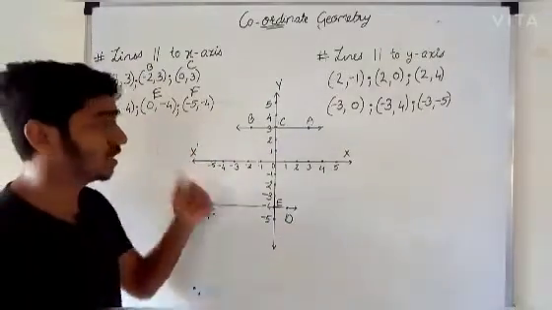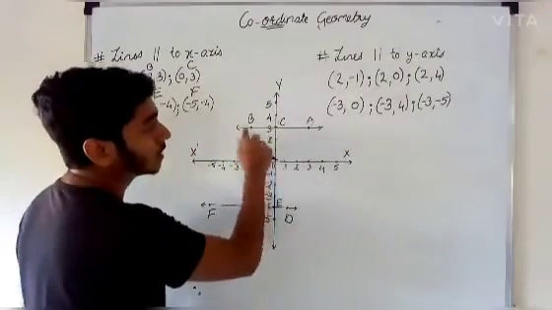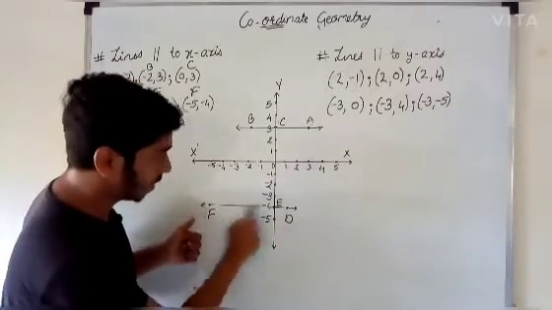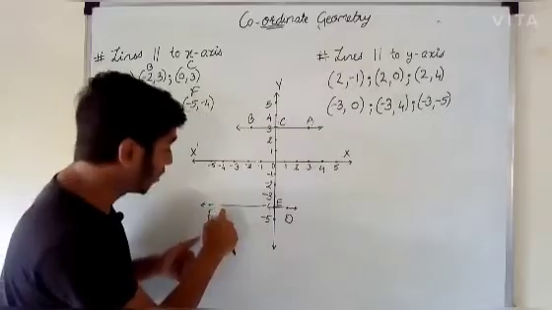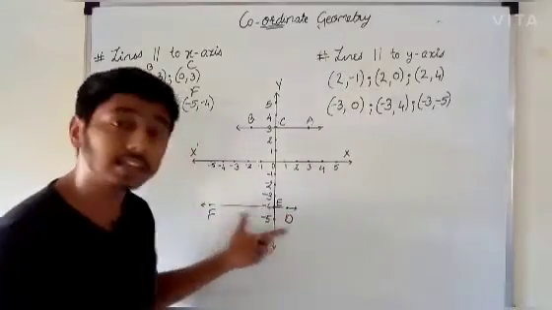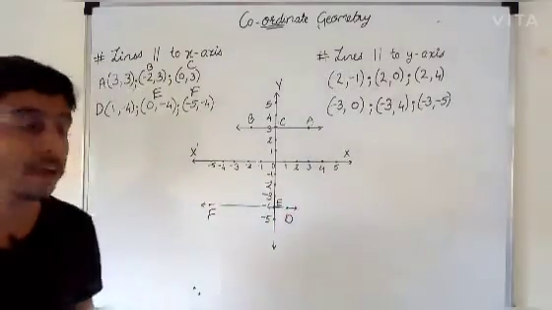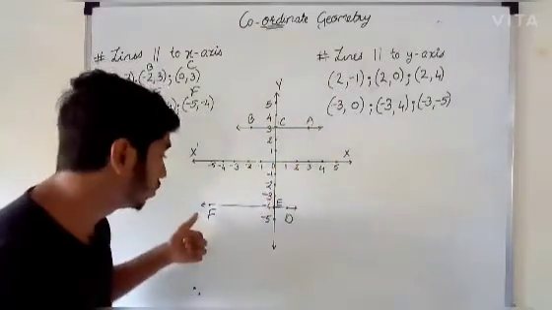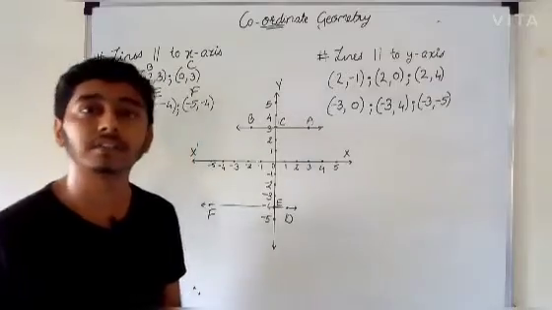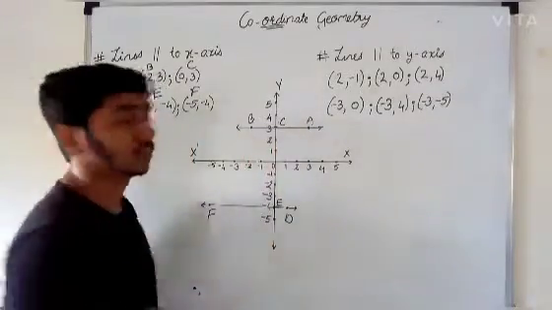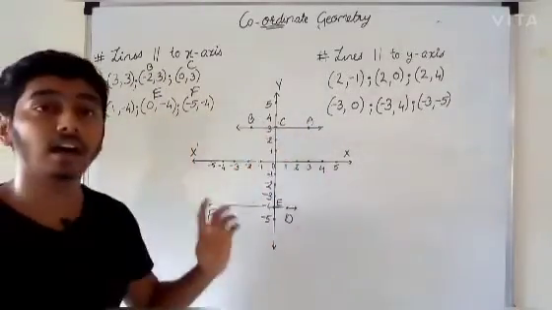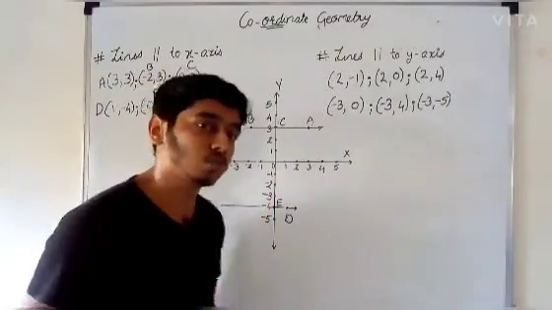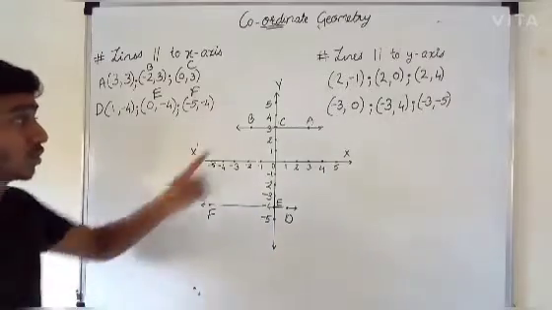Now if you notice, these 3 points fall on a single line, and point D, point E and point F are also falling on the same line. So these 3 points are collinear, and also these 3 points are collinear. You can make a note of this: A, B, C are collinear, and D, E, F are also collinear.